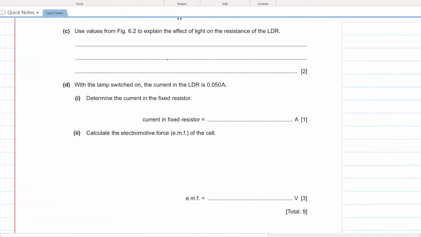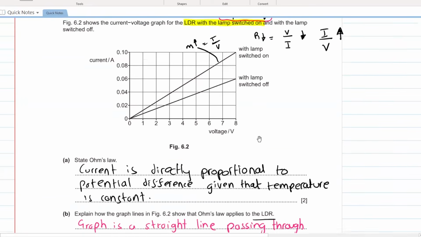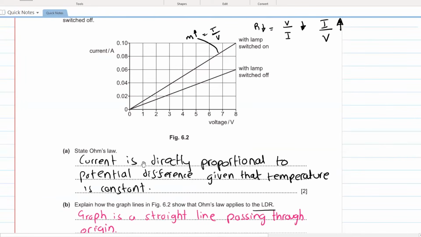Use values from figure 6.2 to explain the light effect on the resistance of the LDR. Now, your confidence is already at a 10x level. You will do this question very easily. You have to use values from figure 6.2 to explain the effect of light on the resistance of the LDR. So, which point should I take? Yeah, let's take point 3.